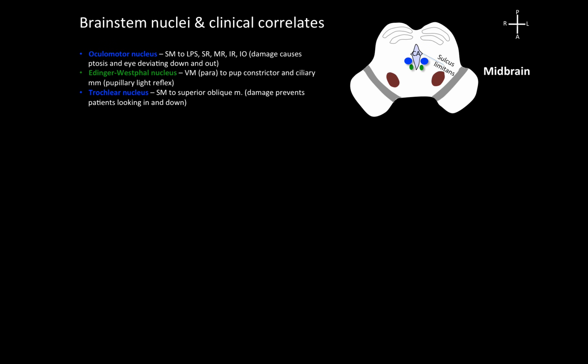So, brainstem nuclei, clinical correlates. Here we have a picture of a cross-section of the midbrain for the oculomotor, Edinger-Westphal, and trochlear nuclei, and what they do and their clinical correlates.